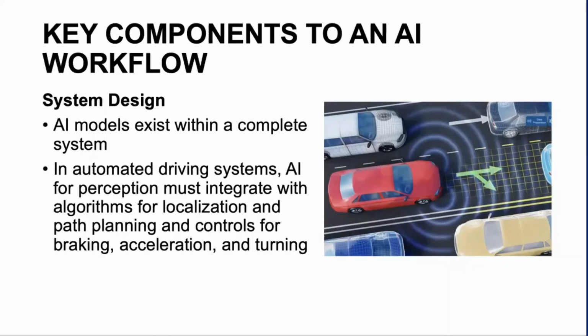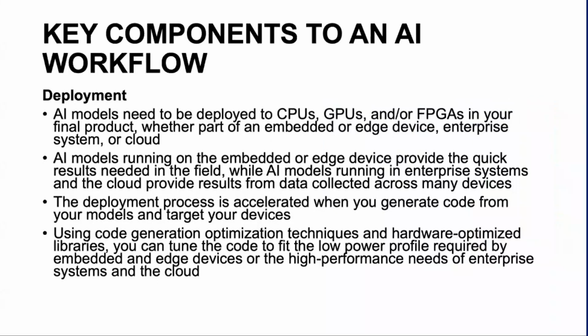Like for example, controlling your brakes, or maybe how fast you are driving, or maybe the turning, either left or right or going forward. So there's always this closed loop feedback mechanism in our AI-driven systems. And finally, deployment. AI models need to be deployed to CPUs, GPUs, and FPGAs in your final product, whether part of an embedded or edge device, or it can also be enterprise systems or cloud.